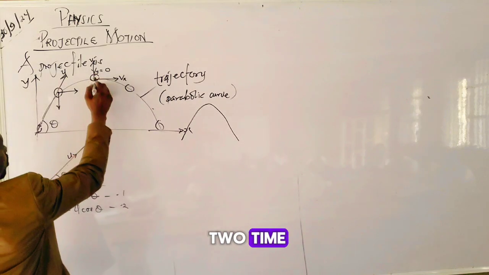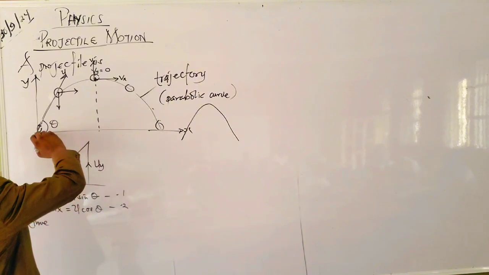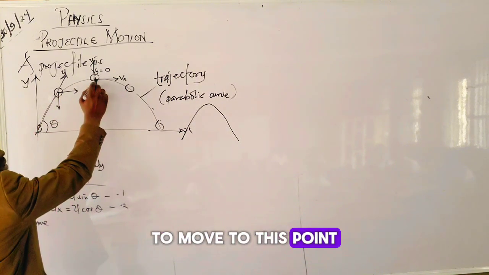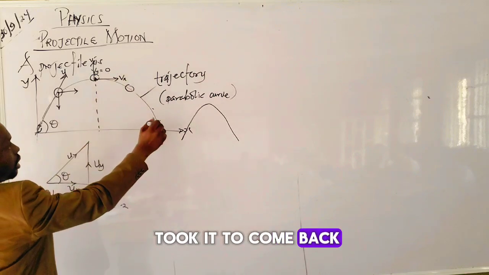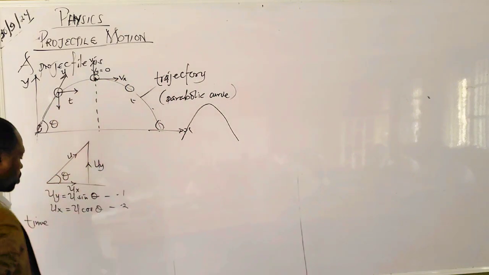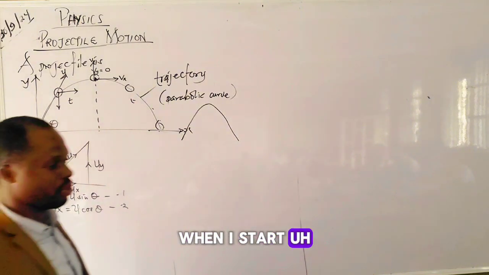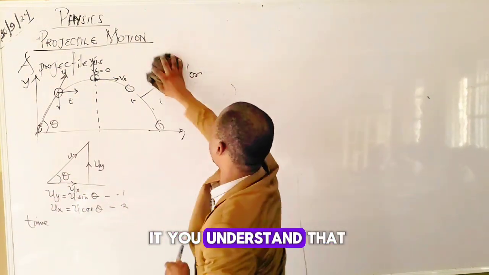So there are two times. Look at it, we can separate the time: the time it used to move to this point, and the time it took to come back. They are the same. So this t, this t. When I start the mathematical analysis of it, you will understand that.